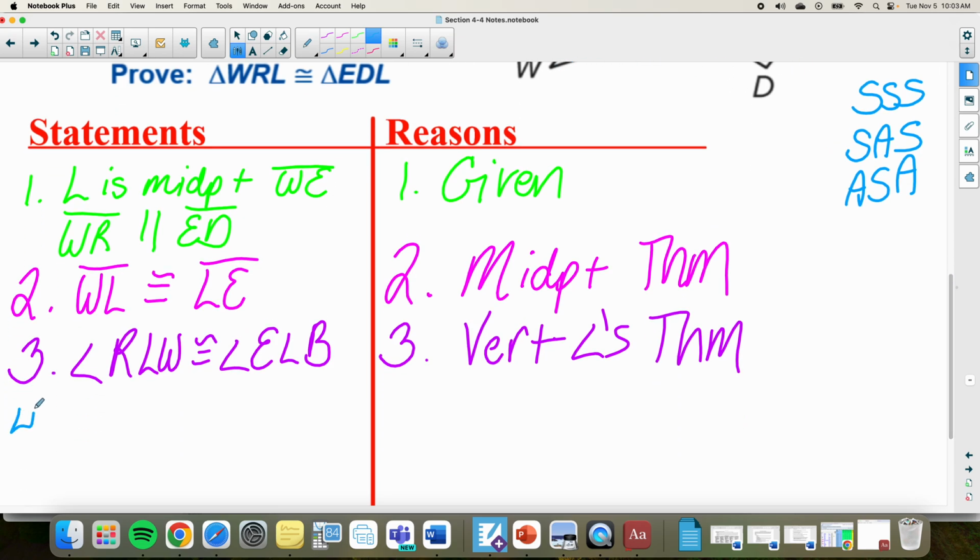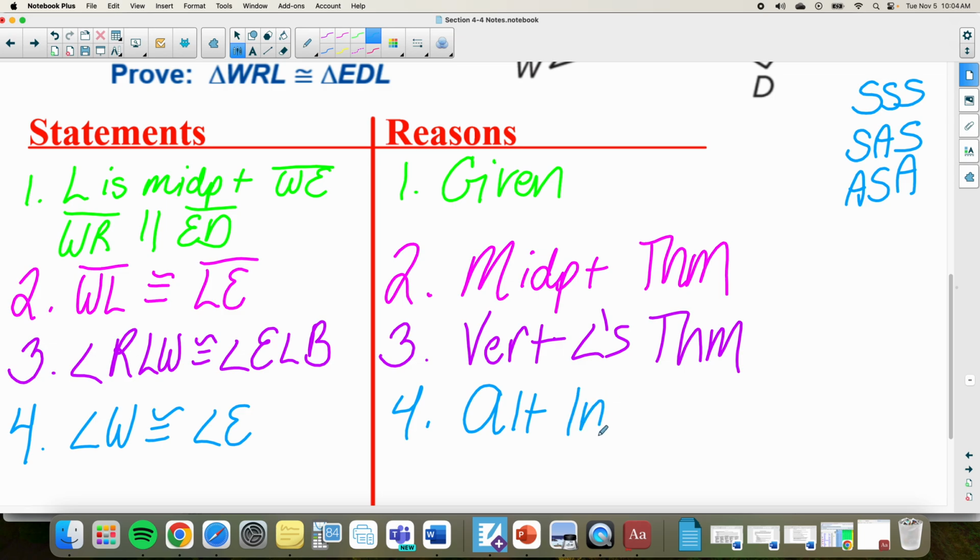So let's do that. Angle W is congruent to angle E. And that is because they're alternate interior angles. So do you guys remember it's alternate interior angles what? Theorem, very good.